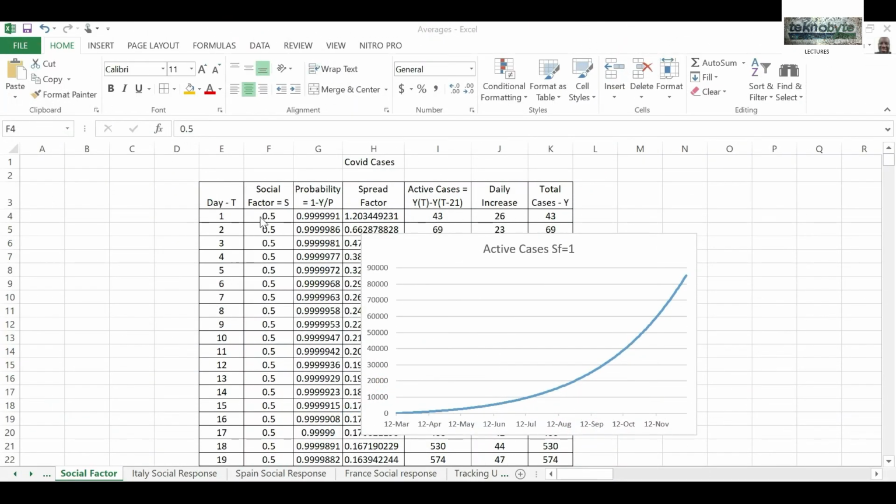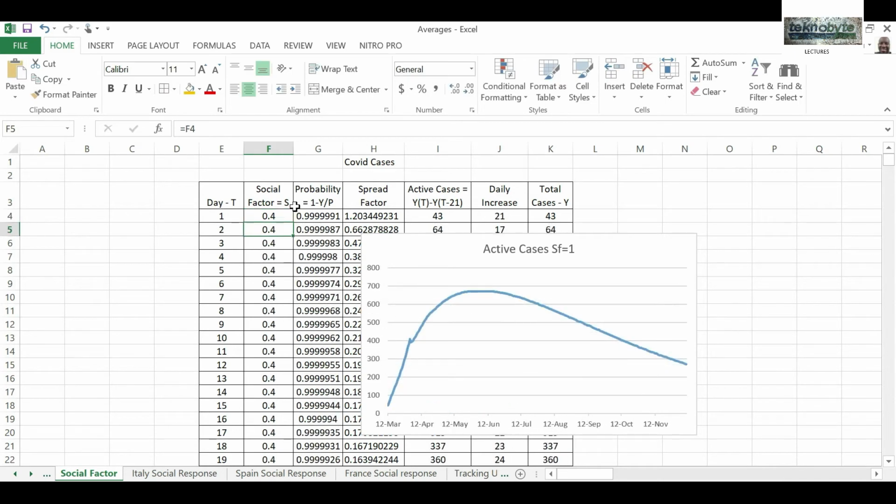If we decrease the social factor to 0.4, now you can see that the wave actually dies down. It never grows, it actually dies down. So what we are seeing is that it's possible for us to kill this wave. But what we need to do is to ensure strict measures, social distancing, so that we can lower the spread factor, because now the spread factor in this case will be like this times 0.4.